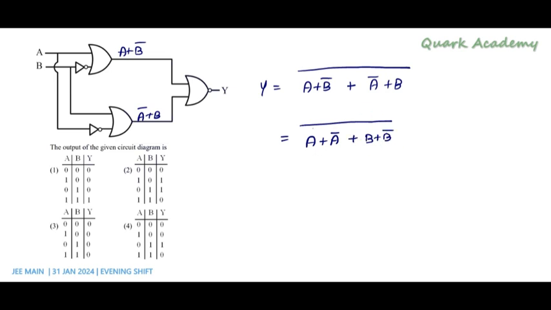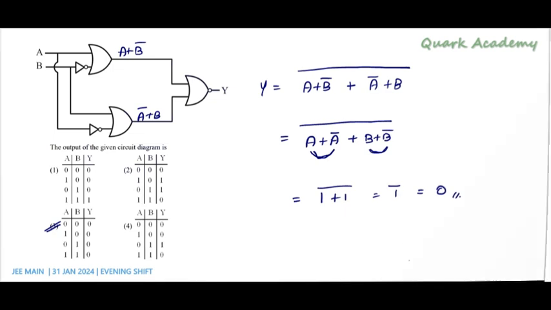Now A can take a value either 0 or 1, which means together these two are always going to give 1. Similarly, together these two are going to give the value 1. So it will become 1 or 1. 1 or 1 is 1 only. 1 bar is 0. So the output of this circuit is always 0, irrespective of the input. Which means the third option is the correct answer.